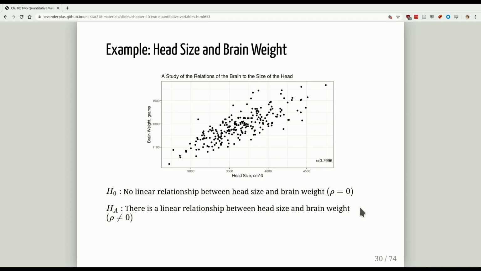All right. So back to our data set here. We've got the same head size and brain weight that we worked with in 10.1. And our sample correlation coefficient is 0.7996. So our null hypothesis in words is that there is no linear relationship between head size and brain weight. So rho equals 0. Our alternative hypothesis is that there is a linear relationship between head size and brain weight. That is, rho is not equal to 0.